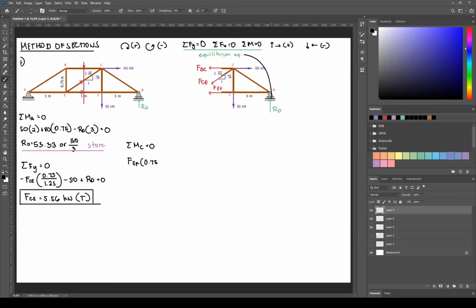So we're left with RD. Rotate RD about C, that's counterclockwise, so negative RD, and then get its perpendicular distance. So I'll just extend this line of action. This is the perpendicular distance to C, and that's 1 meter. So times 1 equals 0. Considering RD again is 160 over 3, or using the stored value, you can solve for FEF. What is FEF?